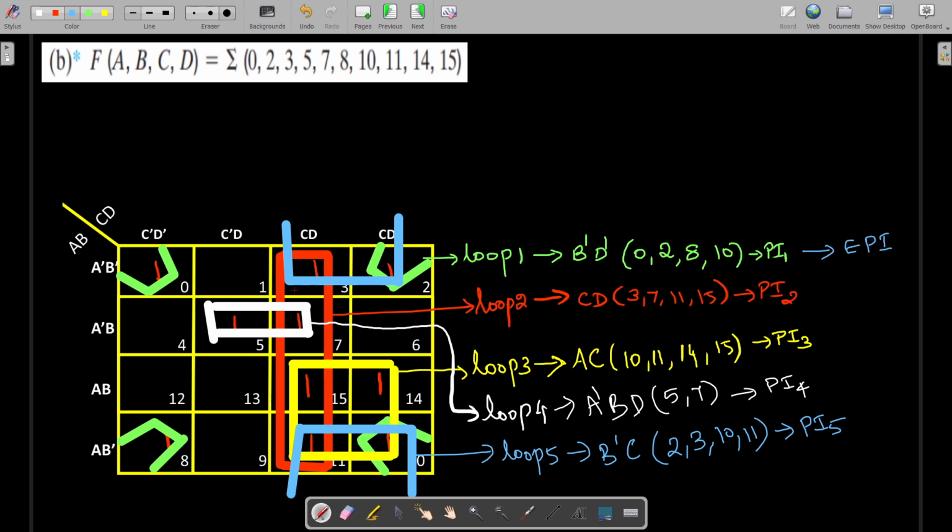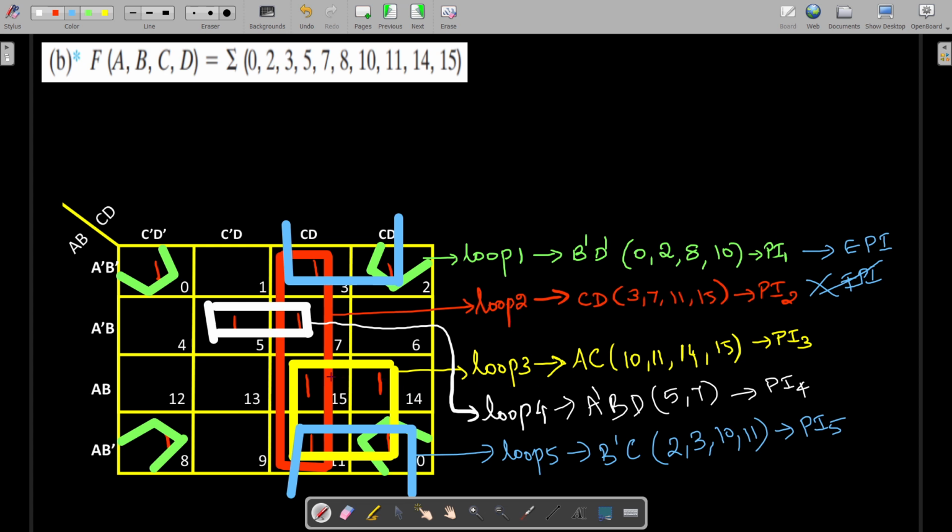And go for loop 2. In this loop 2, what are all the minterms covered? This 3, 7, 15, 11, right? The 3 is covered by red and blue, and this 7 is also covered twice, by red and white, and this 15 is covered again twice by red and yellow, and this 11th minterm is covered by 3 loops. So all these minterms are covered more than once. So this is not an essential prime implicant. So we can cancel this out. No need to include this.